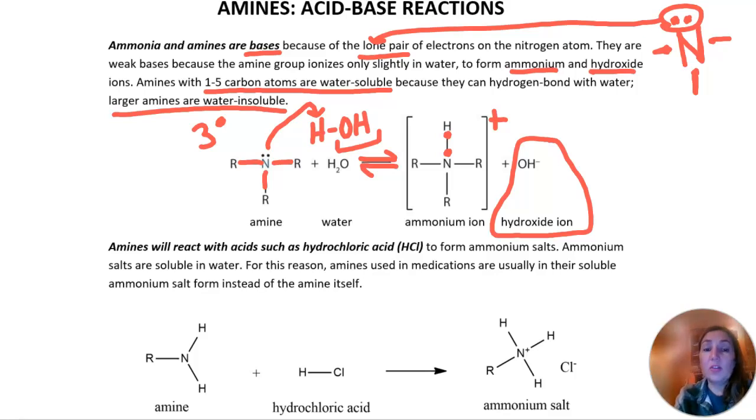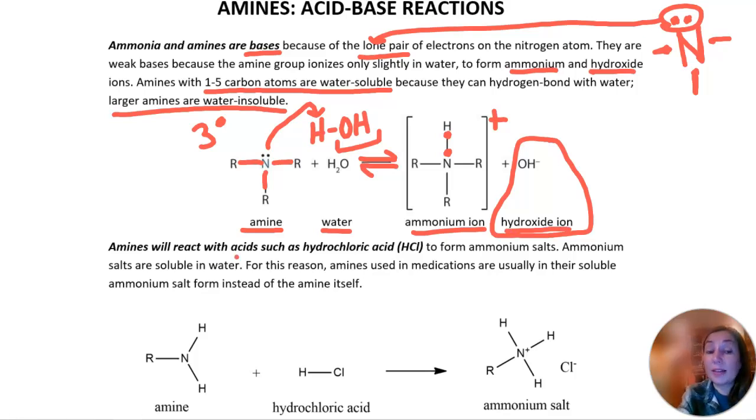So water breaks up into H plus and OH minus. The H plus makes the amine go from neutral to overall positive, the ammonium, and that leaves behind OH minus. So we have an amine and water making ammonium and hydroxide. So amines with water make ammonium and hydroxide.